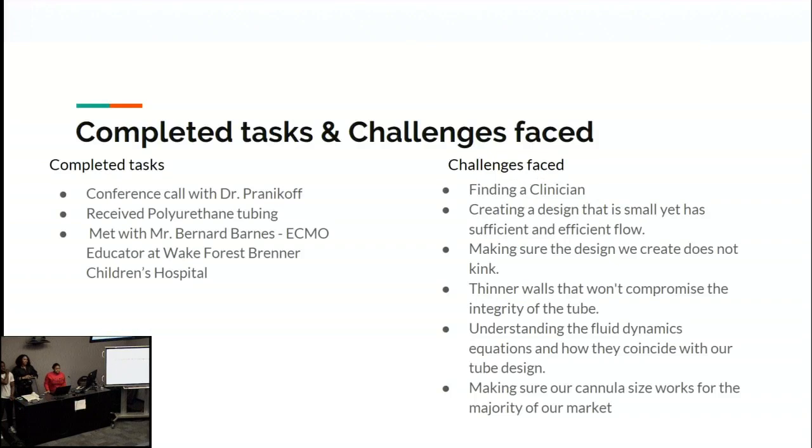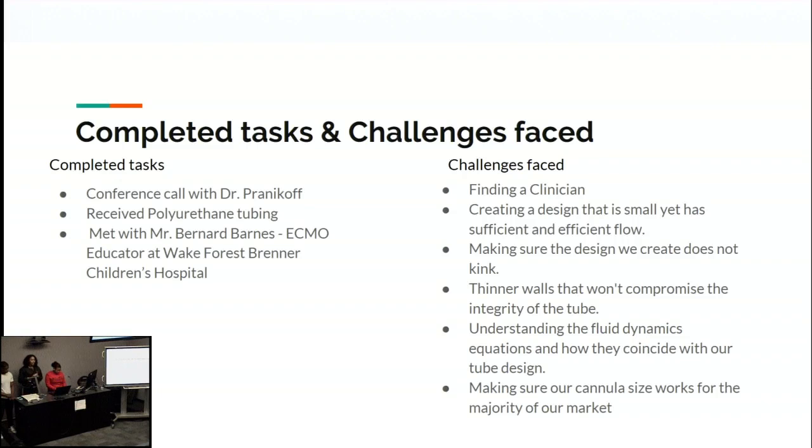So for completed tasks, we've had our conference call with Dr. Pranikoff. We received polyurethane tubing so that we can see how it works and how it bends, because polyurethane is the material they usually utilize for cannulas. And we met with Dr. Bernard Barnes at Wake Forest and got to tour. We actually received some items from him that we will show you guys later.